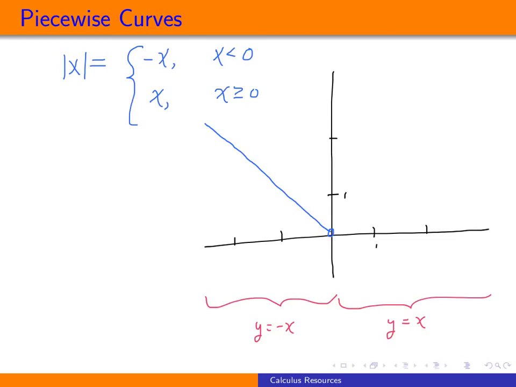Then when x is greater than or equal to 0, we have the line slope 1 passing through the origin. So that circle gets filled in. And we have verified that we do in fact get the graph of the absolute value function.